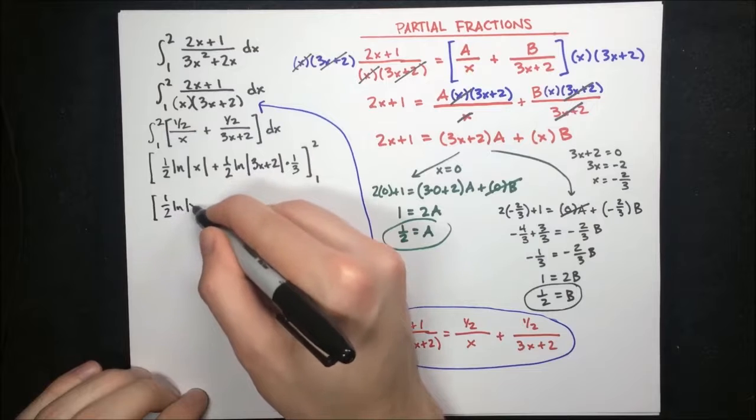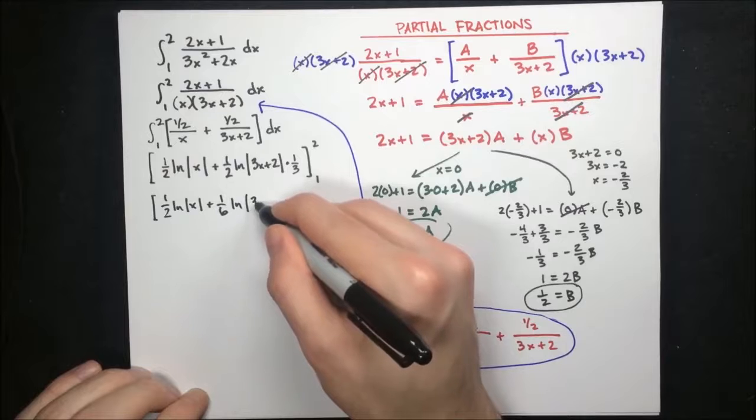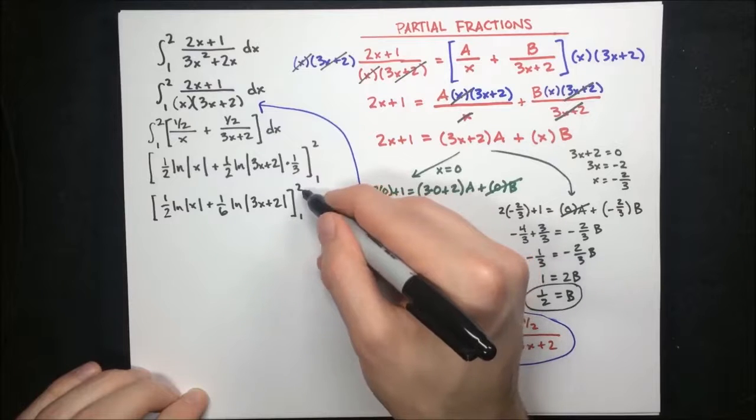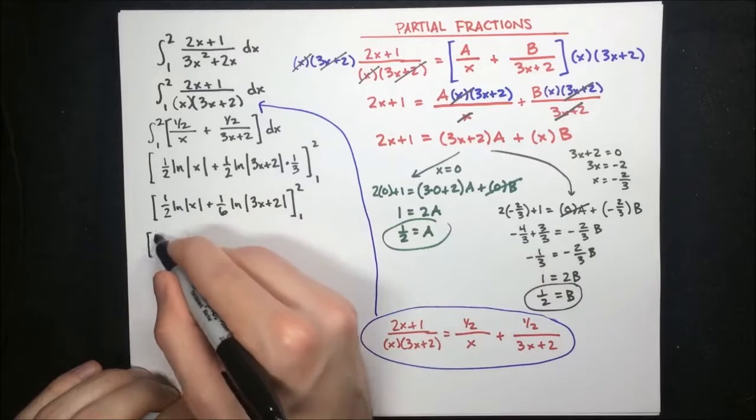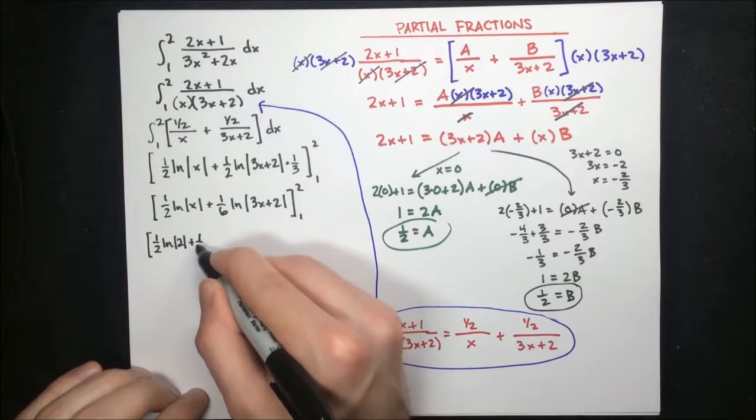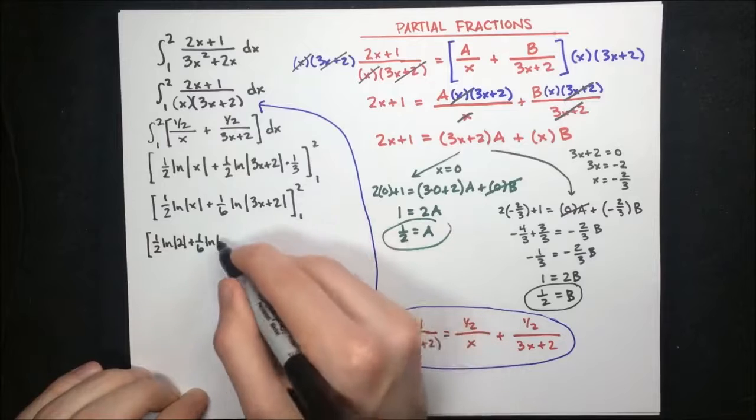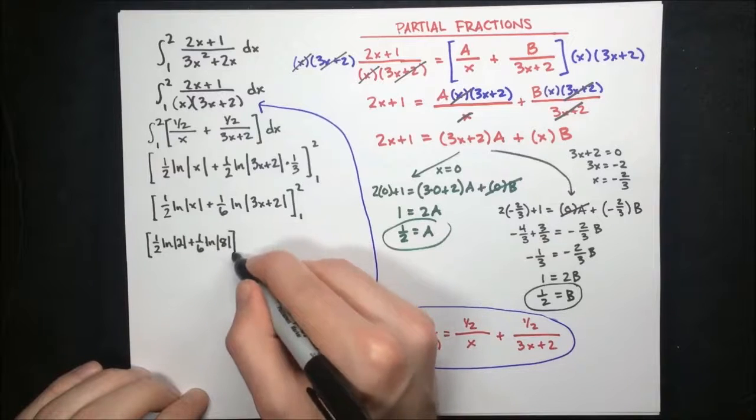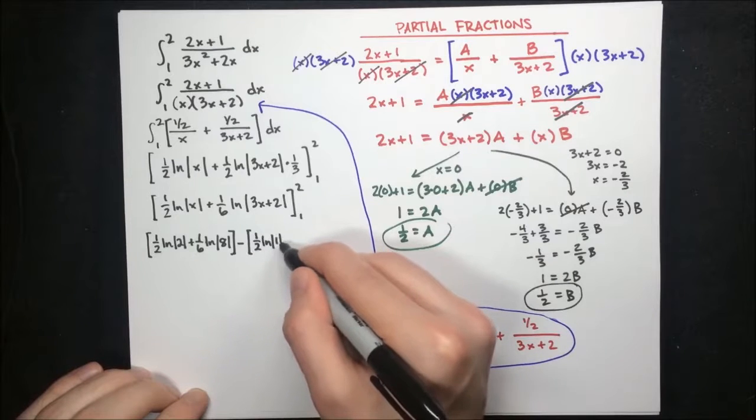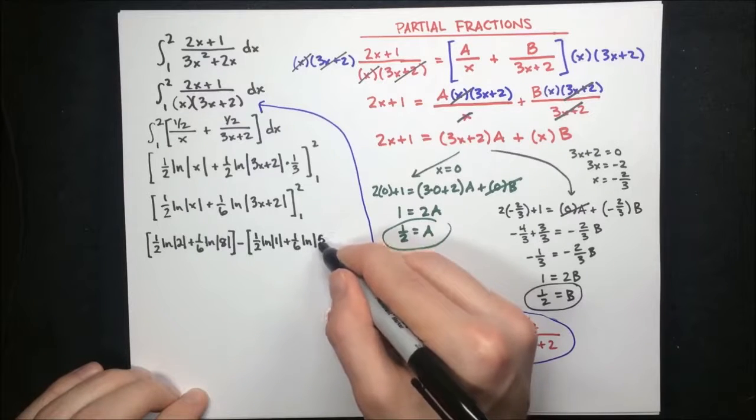1/2 natural log absolute value of x plus 1/6 natural log absolute value of 3x plus 2, evaluated at the bounds 1 and 2. So plugging in 2 into here, we get 1/2 natural log absolute value of 2, then plus 1/6 natural log absolute value of 3 times 2, which is 6, and then plus 2, which is 8, and then minus what we get when we plug in 1. So 1/2 natural log absolute value of 1 plus 1/6 natural log absolute value of 3 times 1 plus 2, so 5.